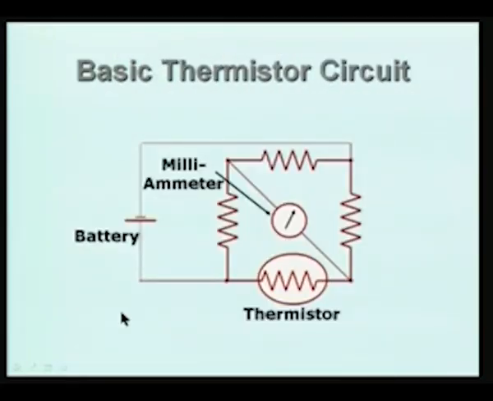So, how do we use a thermistor circuit? The basic thermistor circuit I have indicated here. It is no different from what we had earlier in the case of a PRT. So, you have a battery and you have a bridge circuit. The PRT is in one, the thermistor is in one of the limbs, and these three are fixed resistances.